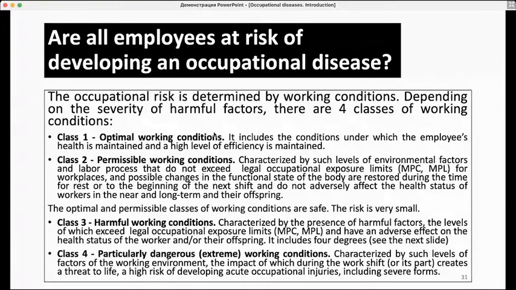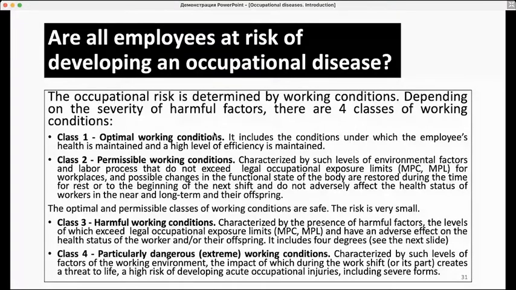The second class is permissible working conditions, characterized by such levels of environmental factors and labor process that do not exceed legal occupational exposure limits, like maximum permissible concentration or maximum permissible level for workplaces, and possible changes in the functional state of the body are restored during the time for rest or by the beginning of the next shift and do not adversely affect the health status of the workers in the near and long term and their offspring.